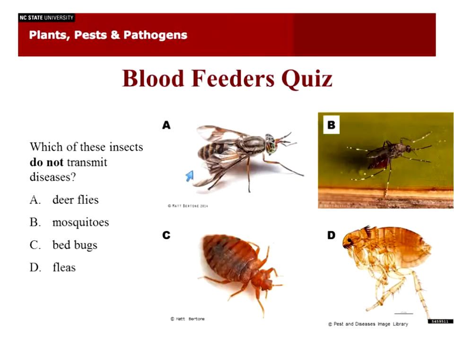Okay, so a quick quiz. Blood feeders quiz. Which of these insects do not transmit diseases? A, deer flies, B, mosquitoes, C, bed bugs, or D, fleas?